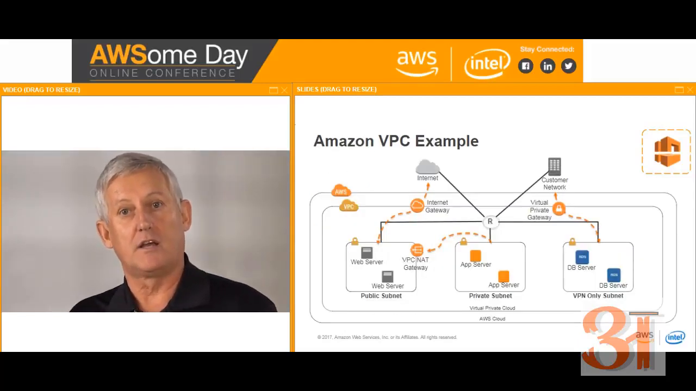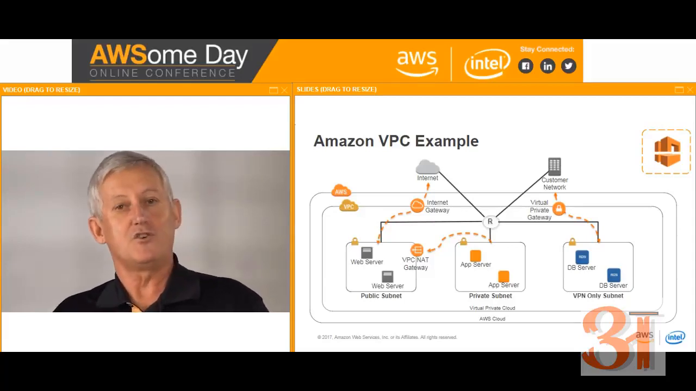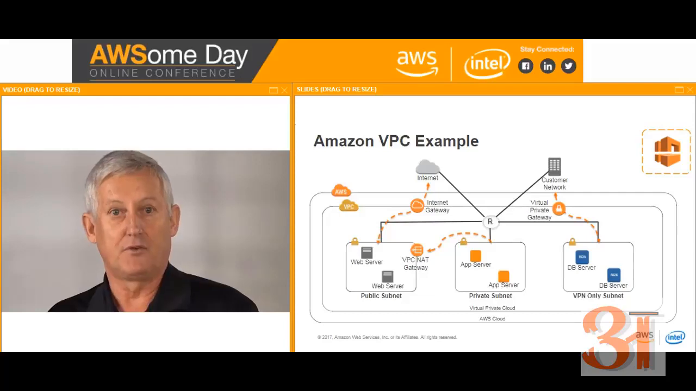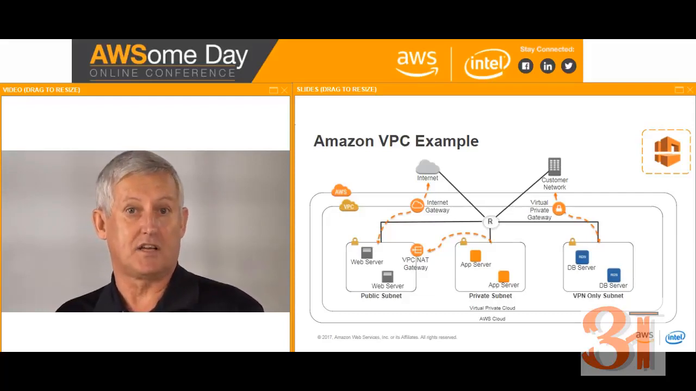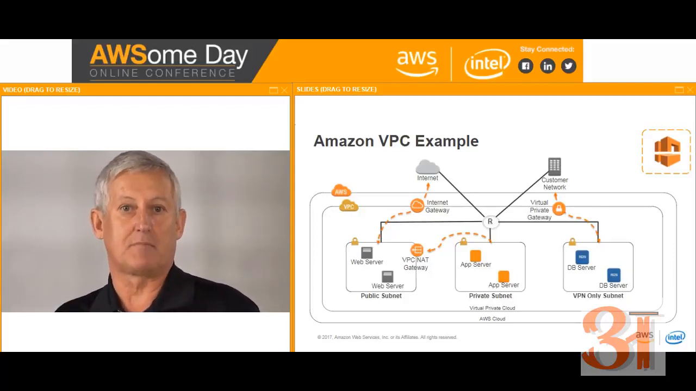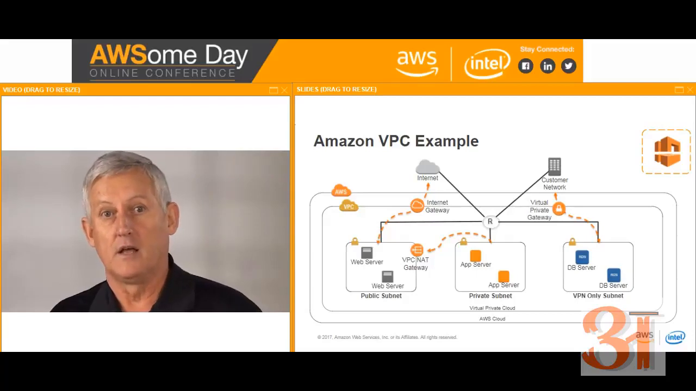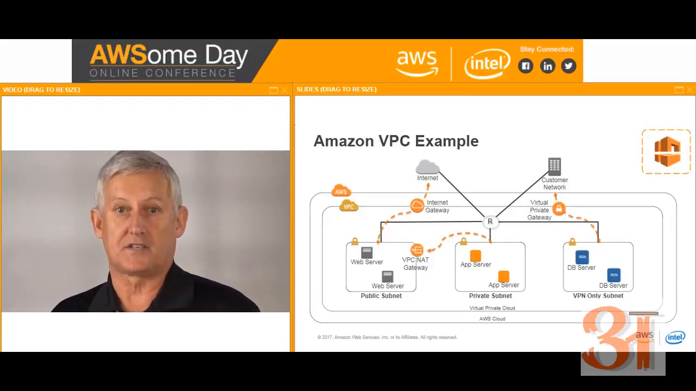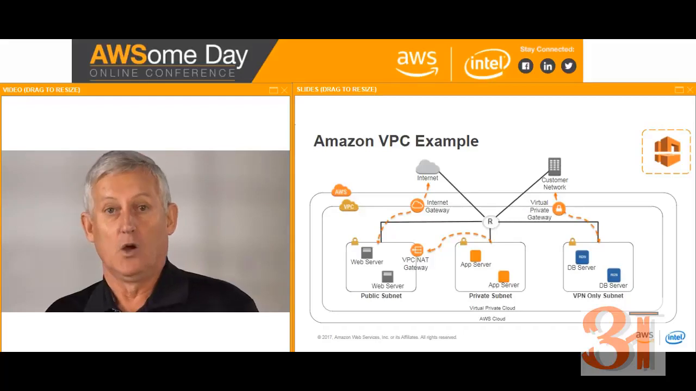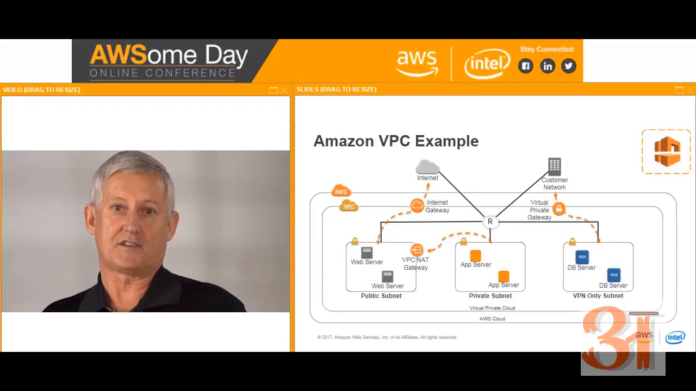Shown here in the slide are some examples of VPC usage. For example, you can create a public-facing subnet for your web servers that require access to the internet and place your back-end systems, such as databases or application servers, in a private-facing subnet with no internet access. Additionally, you can create a virtual private network, or VPN, connection between your corporate data center and your VPC, which allows you to leverage the AWS cloud as an extension of your corporate data center.